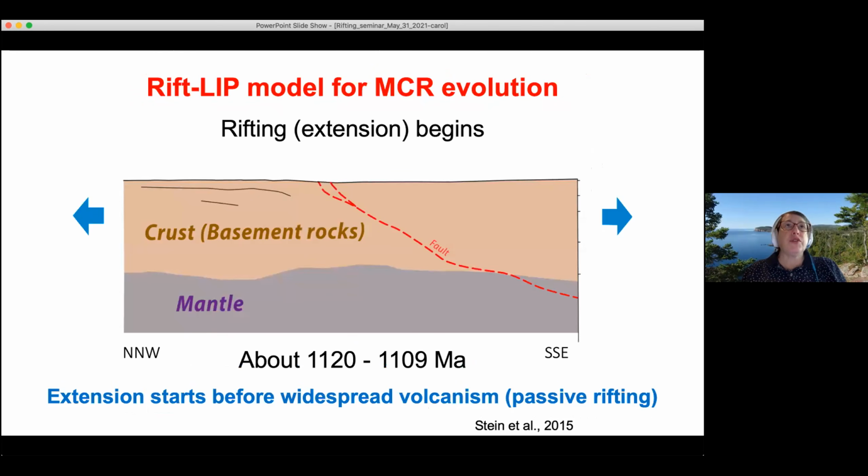So in order first to get this huge accumulation of volcanic rock, we needed to have the rift there and the weaker crust to begin with, so the volcanics could accumulate in it. So at least 10 million years before the beginning of the massive continental flood basalts at 1109 MA, we had extension or what we might call passive rifting.